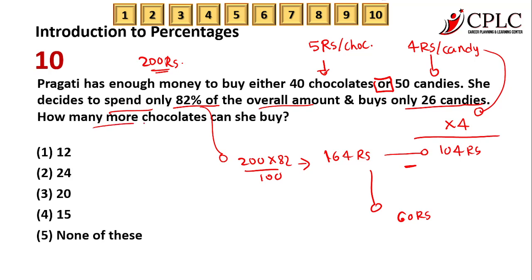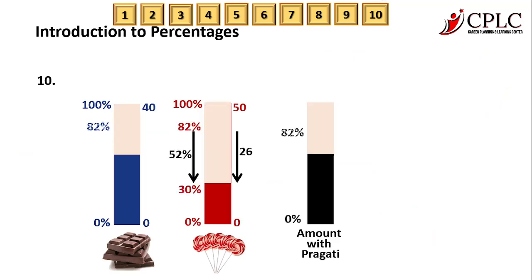And in those 60 rupees, they are asking how many more chocolates she can buy. So per chocolate price is 5 rupees and she has 60 rupees left. So in 60 rupees, 5 rupees per chocolate, she can buy, I think, 12 chocolates, which is answer option 1 in this particular question. Question number 10 for that matter. So this is how you can solve this last question as well. So folks, we are done today for percentages.